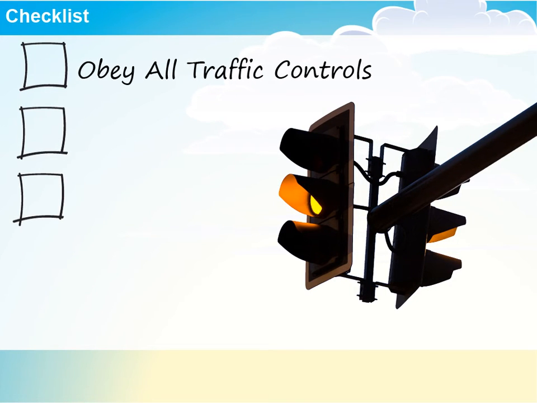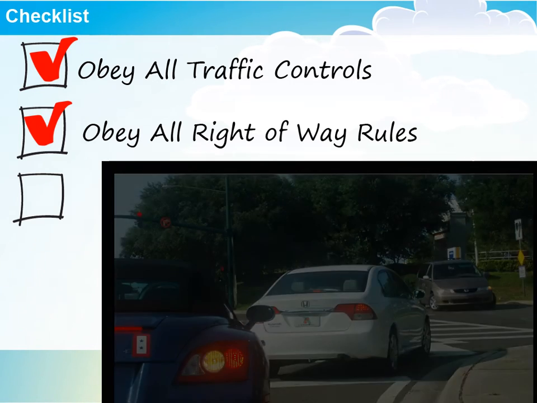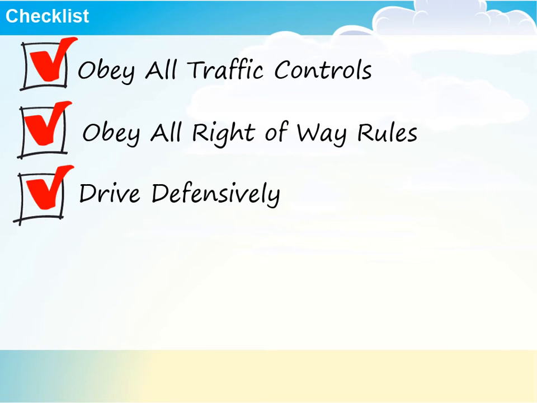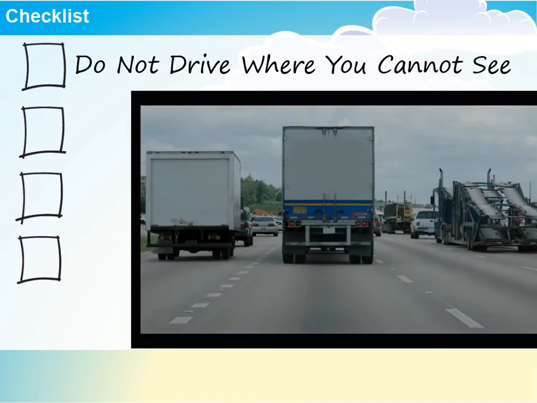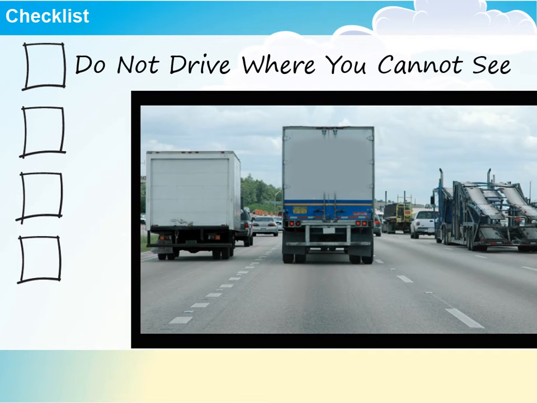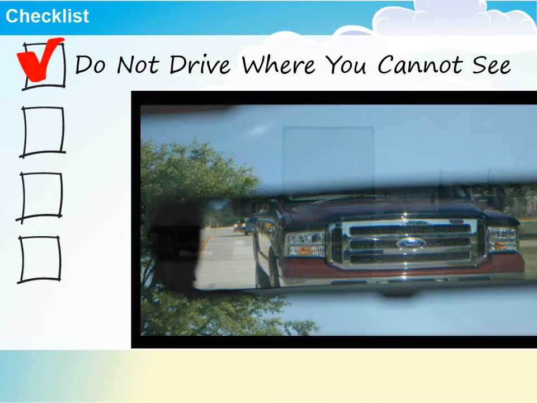Obey all traffic controls. Obey all right-of-way rules. And drive defensively. Try to predict the possible actions of other highway users. Do not drive where you cannot see. If your vision is blocked, reduce your speed and reposition your vehicle so you can see well ahead and around your vehicle. Do not forget to look behind.